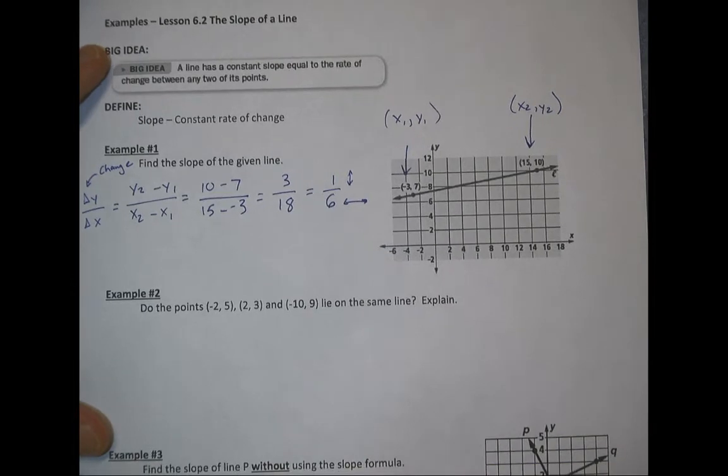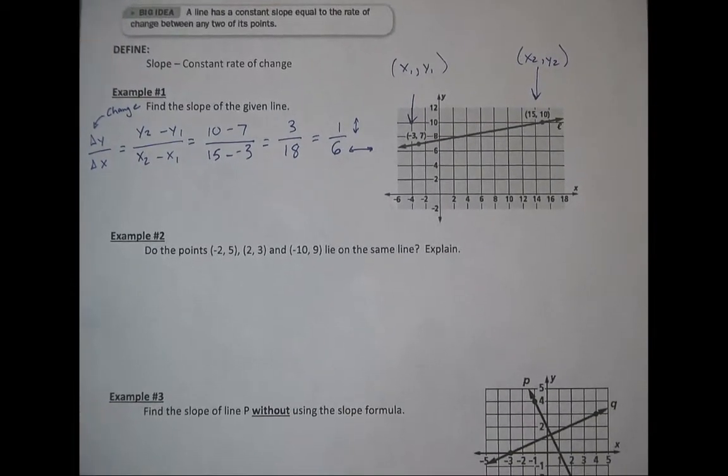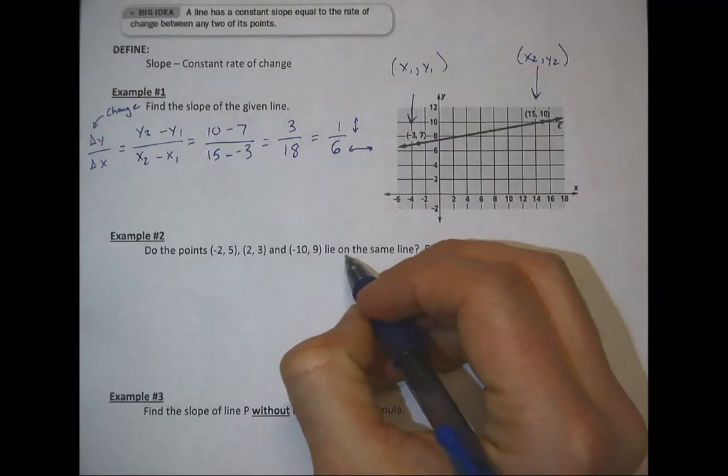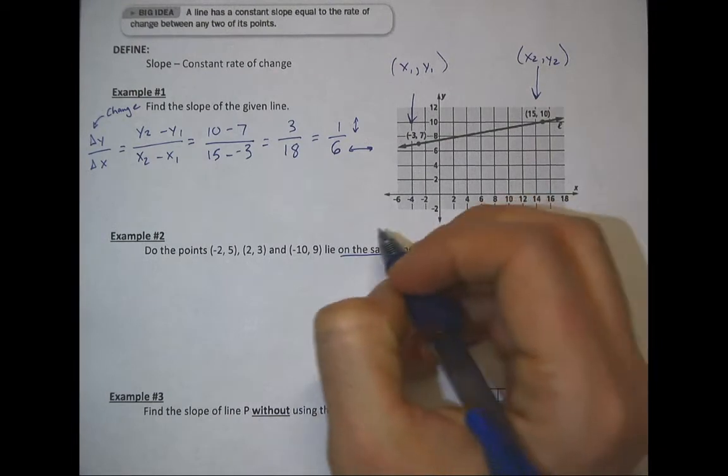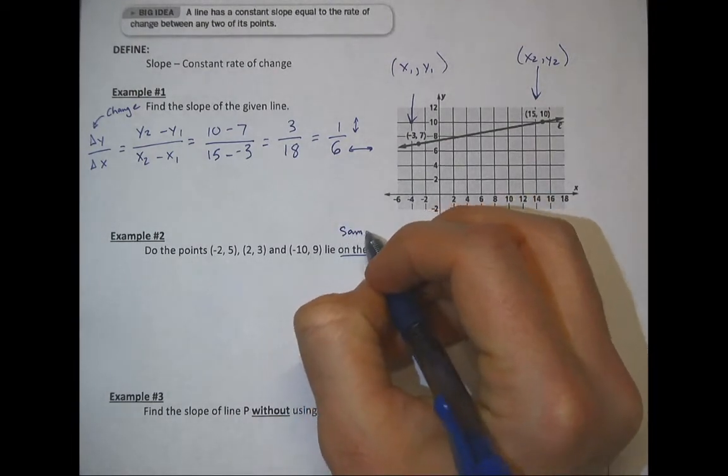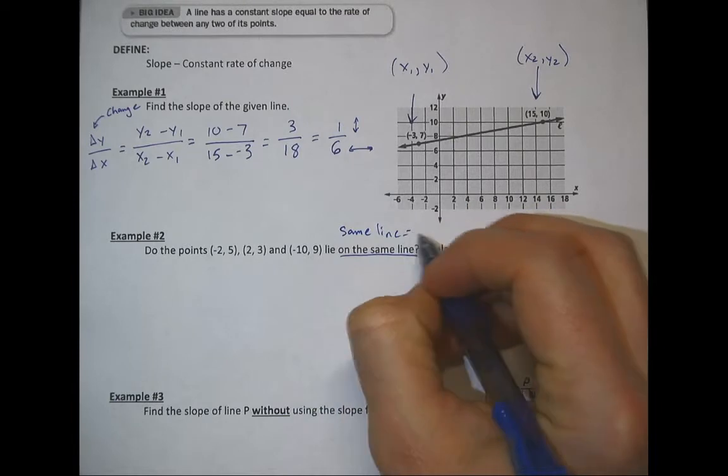Okay, so example number 2. Do these 3 points all lie on the same line? If you put them on a graph, could you draw a line through all 3 points? Do they all lie on the same line? Explain. So the way that you're going to figure that out: if they're on the same line, they have to have the same slope.